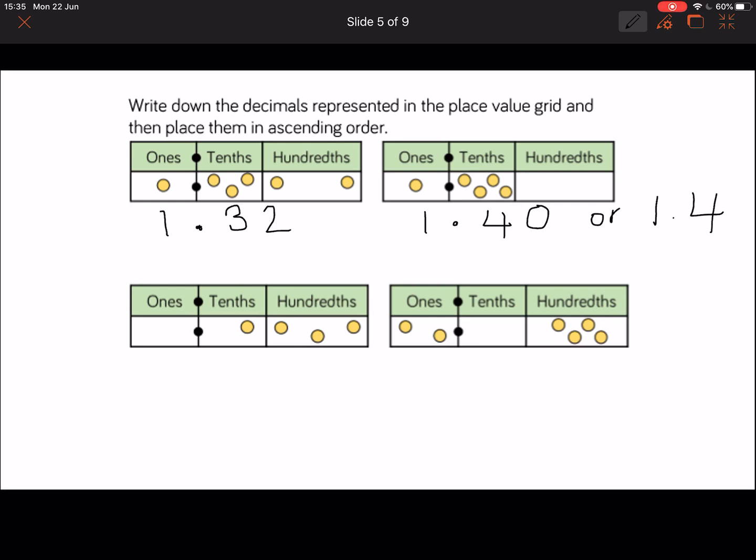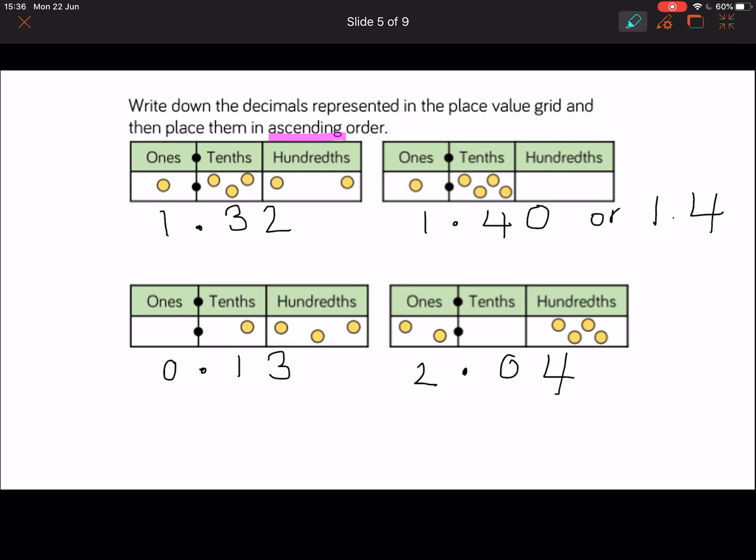This one over here, there's nothing in the ones position, so we're going to put 0.13. And then finally, we've got 2.04. So like we did in the previous question, we've got to compare the place value positions. This time we are working in ascending order, which means we are going to go from the smallest to the biggest.